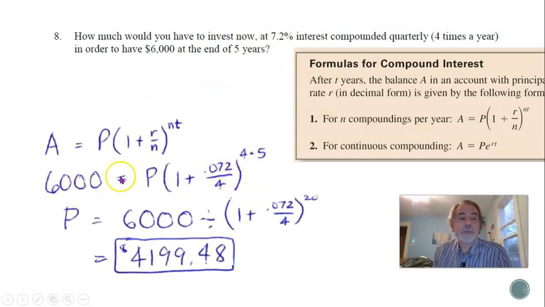So with all those numbers in place, it looks like 6,000 equals P times the number 1 plus 0.072 over 4, to the 4 times 5, or 20th power. So we got P times this other stuff. We want just P, so divide both sides by that other stuff. P equals 6,000 divided by that whole other thing, 1 plus 0.072 over 4 to the 20th power. And that comes out to be, to the nearest cent, $4,199.48.